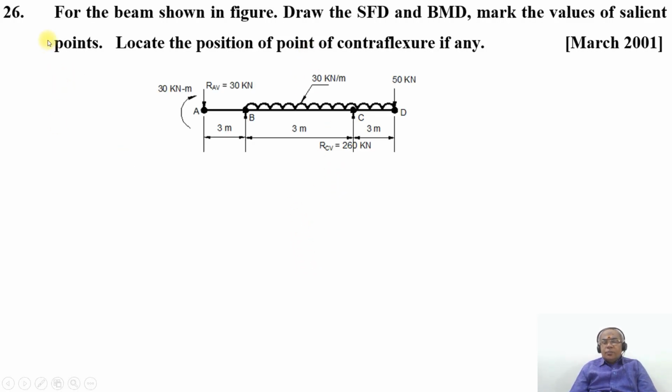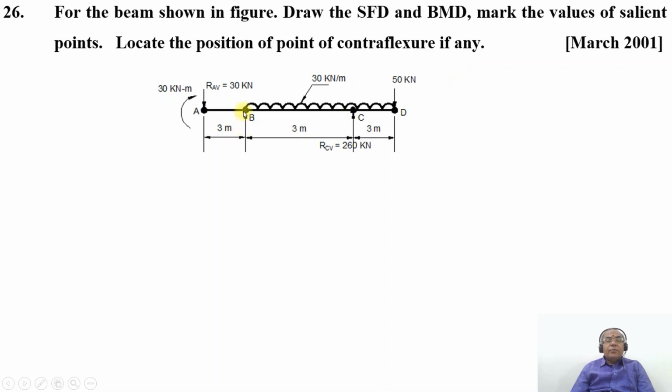Now, we're going to take up one more problem, problem number 26 on the overhanging beam. For the beam shown in the figure, draw the SFD and BMD and mark the values of salient points. Locate the position of point of contraflexure, if any.